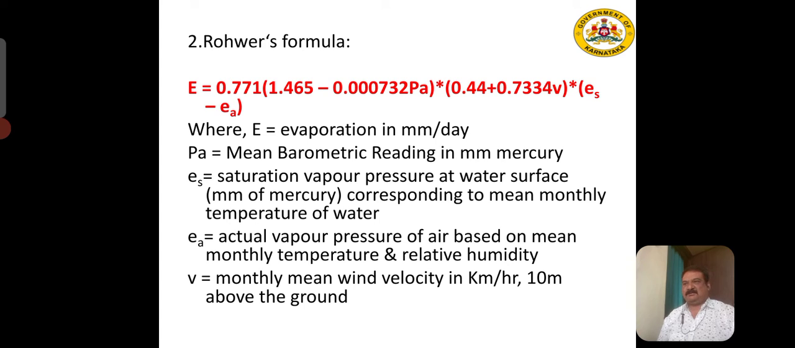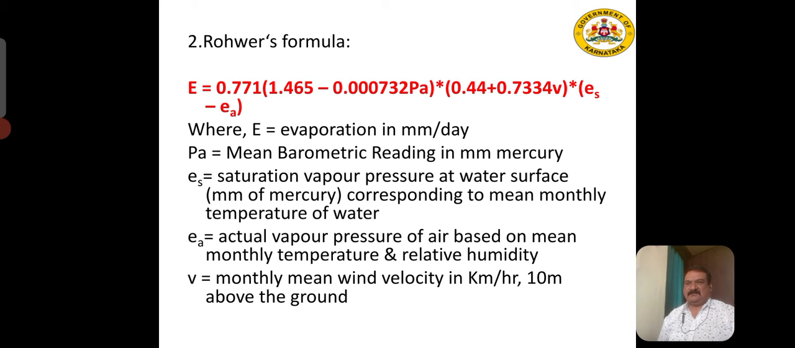So in Rover's formula, E is equal to 0.771 (1.465 minus 0.000732 PA) into (0.44 plus 0.7334 V) into (ES minus EA). So here saturation vapor pressure and actual vapor pressure and mean barometric reading is added.